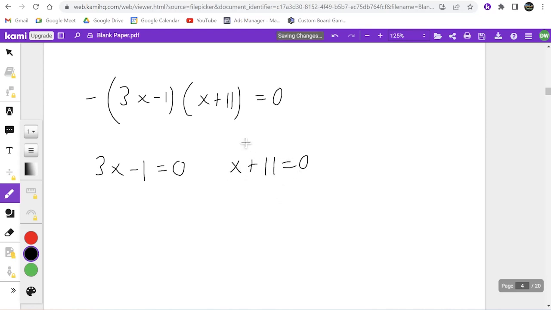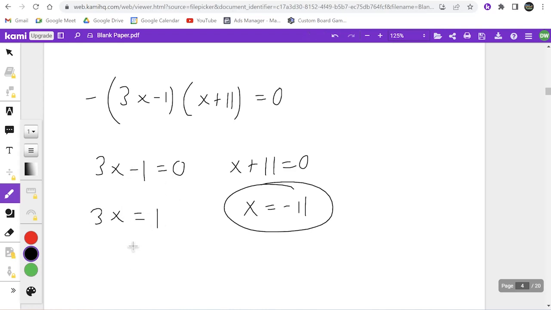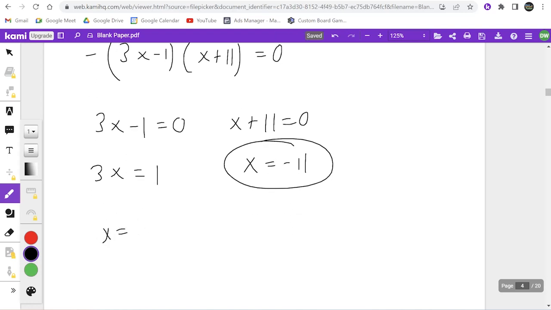Now, technically, I didn't have to do this for the x plus 11. I could have just said x equals negative 11 because it's the opposite rule. But I do have to solve 3x minus 1 equals 0, and that's not too bad. So all I need to do is add 1 to both sides. 3x equals positive 1. And then we're going to divide by 3, and x equals 1/3. And there are our 2 answers for that one. Any questions?